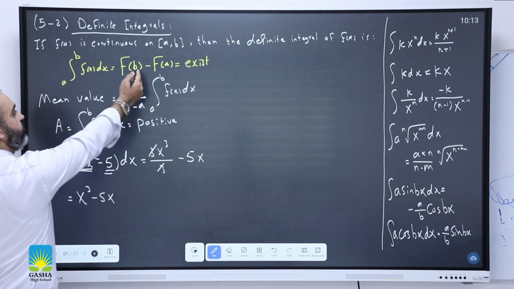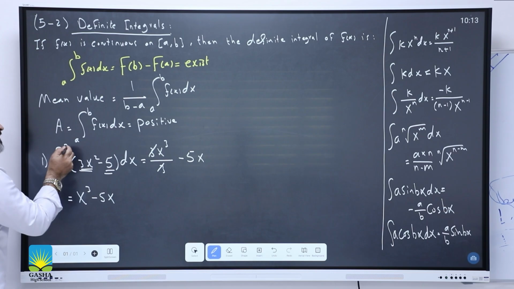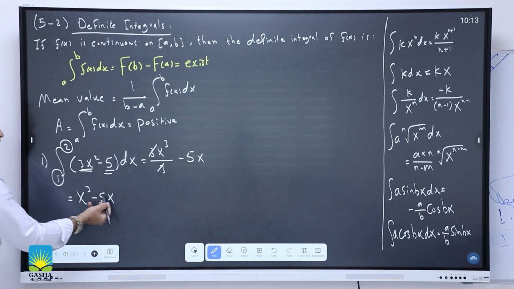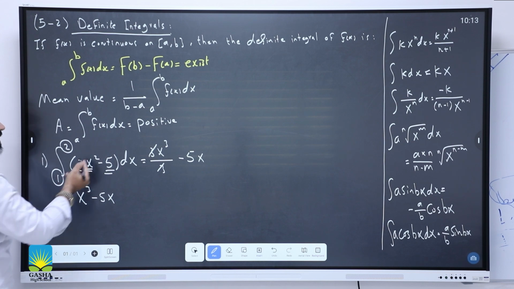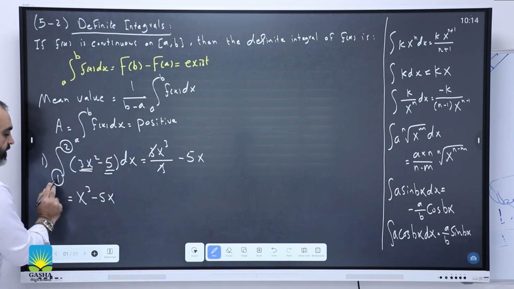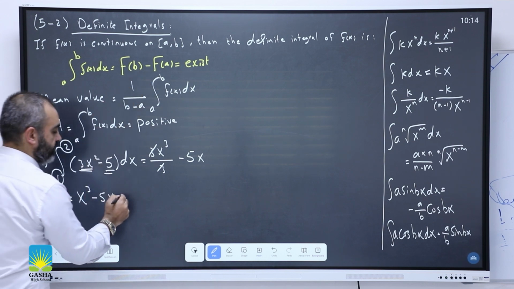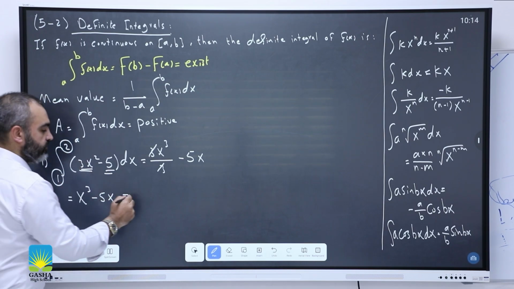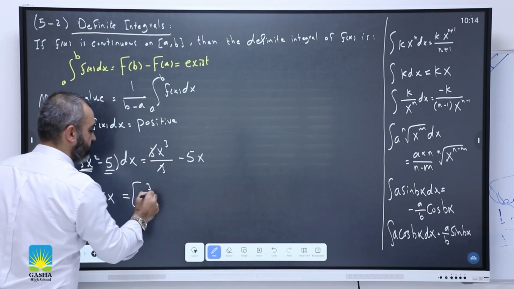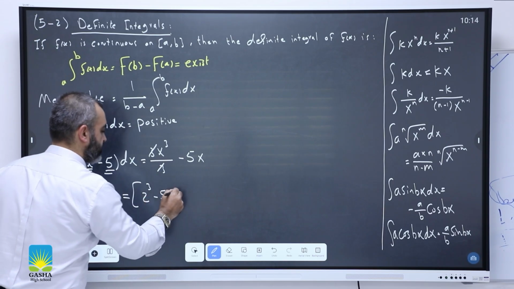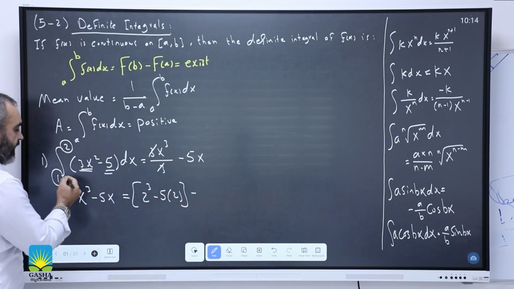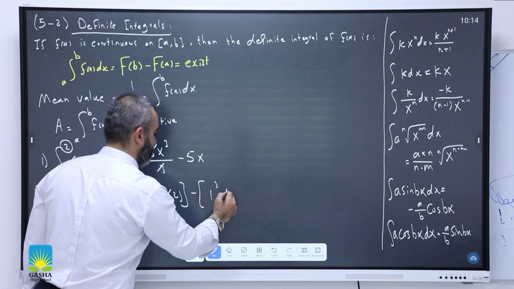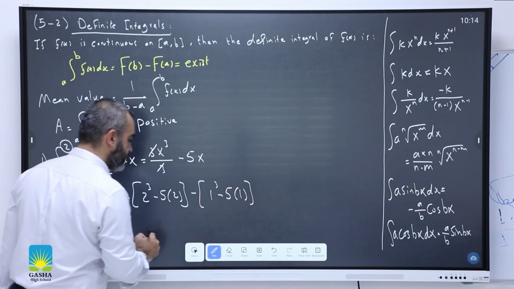What is the meaning of F of b and F of a? This is b and this is a. So we substitute 2 in all x, and minus, after this, we substitute 1 in all x. That means we substitute first 2, so 2 cubed minus 5 times 2, minus, and we substitute 1 here, 1 cubed minus 5 times 1, right?